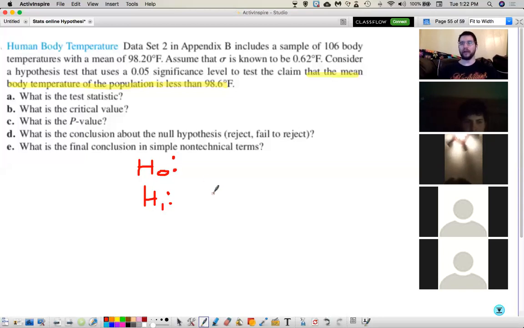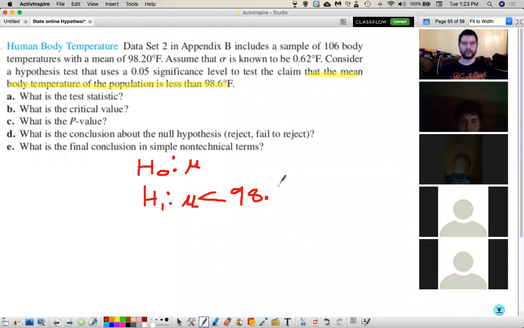Now, last week we were talking about hypothesis testing for proportions. This week we're talking about hypothesis testing for means. So mu is going to be our parameter. So we know that equality always goes in the null. So what does this say? Less than 98.6. That does not have equality in it. So it goes right here, less than 98.6. The opposite of less than is greater than or equal to. So it's greater than or equal to 98.6.